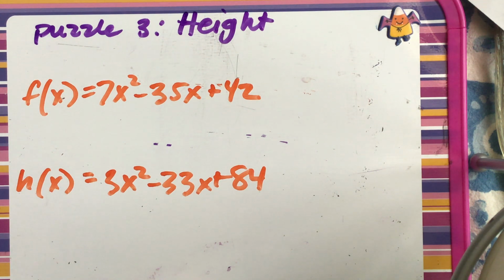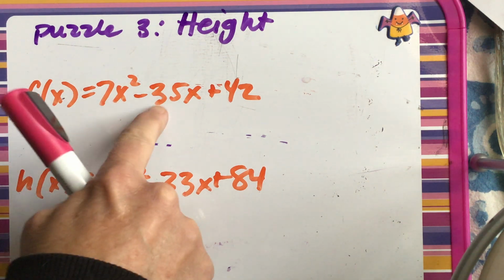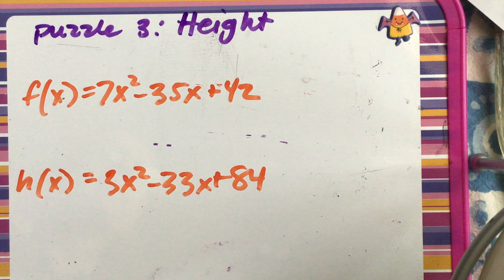Okay, so let's look at puzzle 3, which is the height. So first thing we're going to do is factor both of these equations. And for the first one, I see that each number is divisible by 7. So let's factor out the 7.